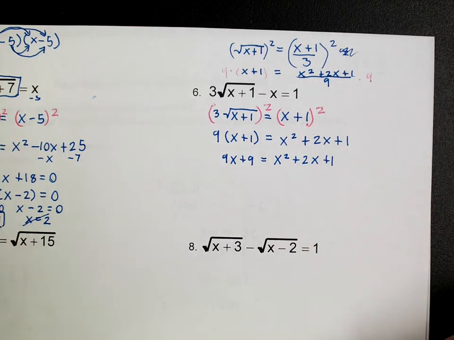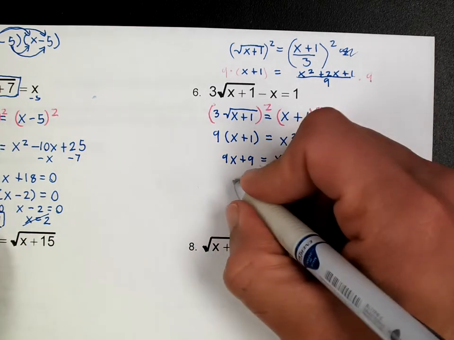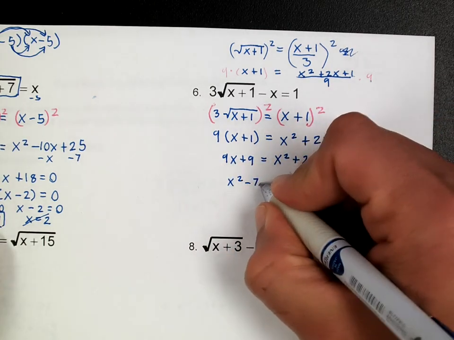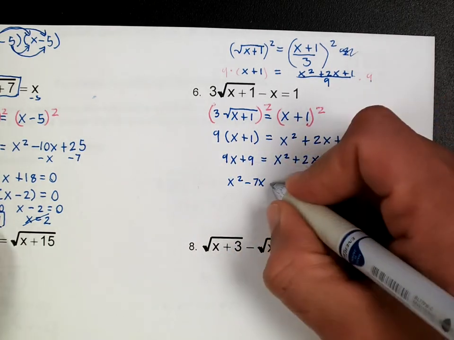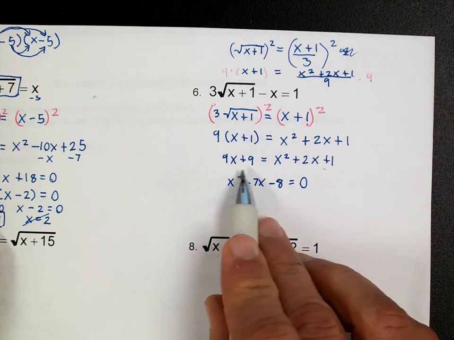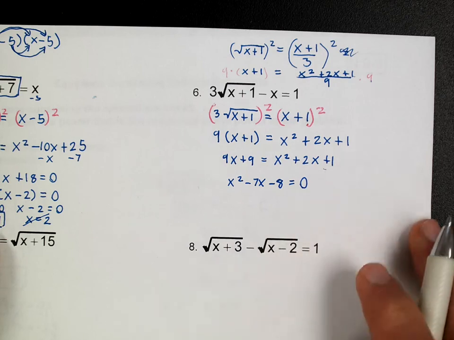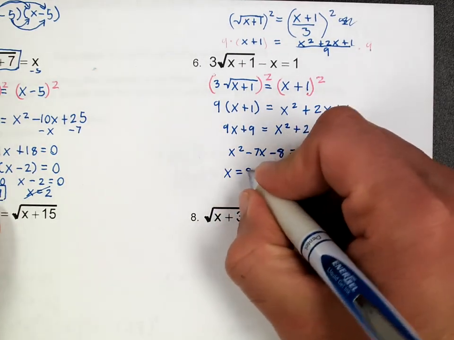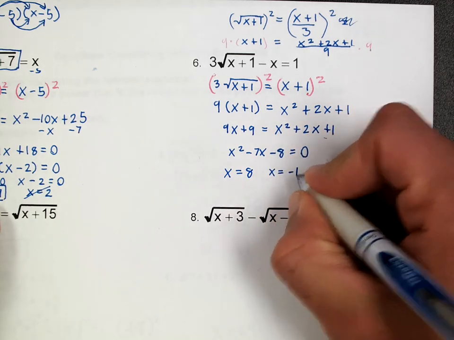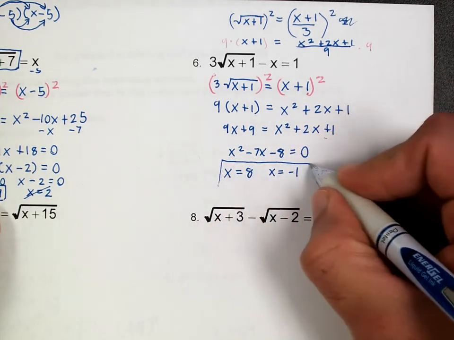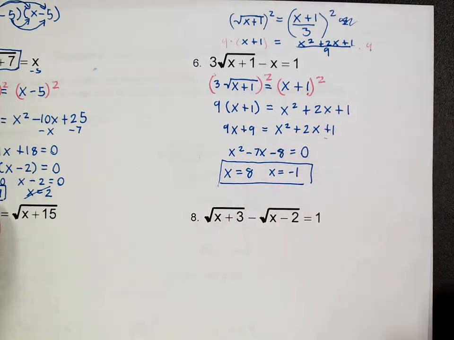Now just like the problem before, I want to set this equal to 0, so I'm going to have x squared. I'm going to subtract the 9x, so I have negative 7x. I'm going to subtract the 9, which is negative 8 now. So again, I subtracted those two from here and here. And then I'm going to factor. On this one, if you check both answers, they do work. I've checked this ahead of time, so make sure to check your answers.